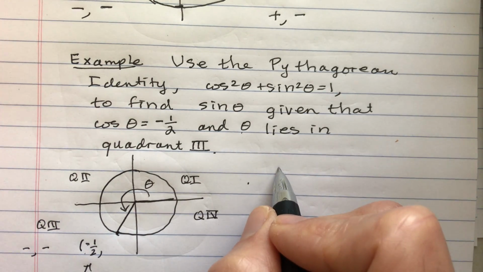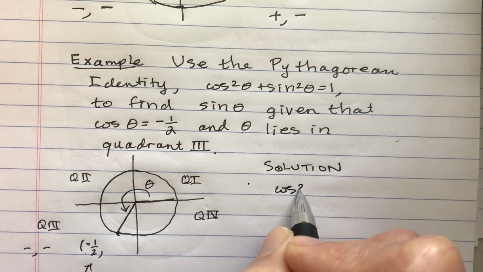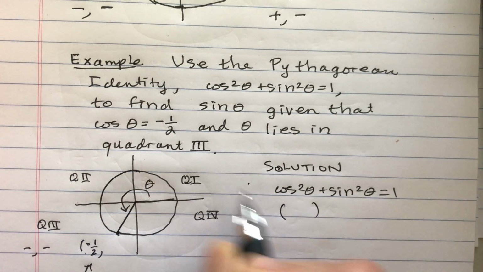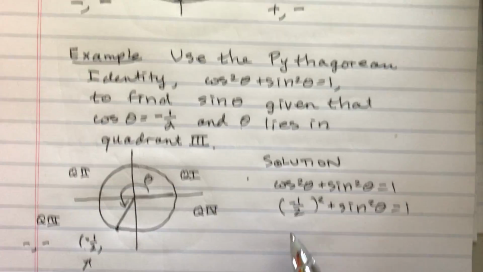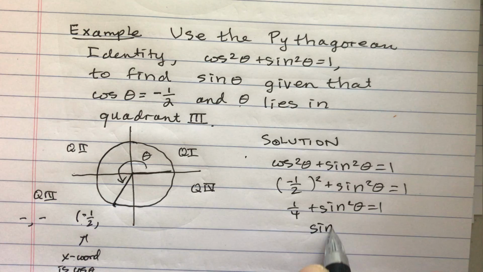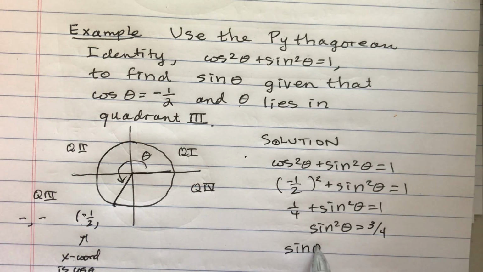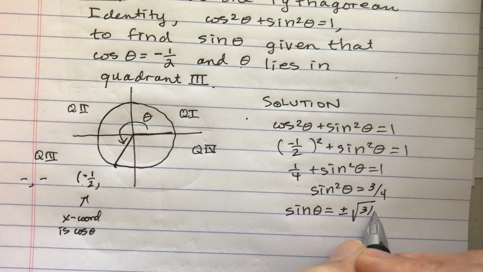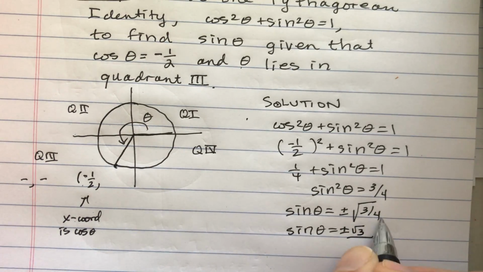Okay, so this is my solution here. I have cosine squared theta plus sine squared theta equals 1, and I'm going to put in negative 1/2. So therefore I get 1/4 plus sine squared theta equals 1, and therefore sine squared theta equals 1 minus 1/4, which is 3/4. Then sine theta is found by taking the square root of both sides, so plus or minus the square root of 3/4. And we know the square root of 4 is 2.